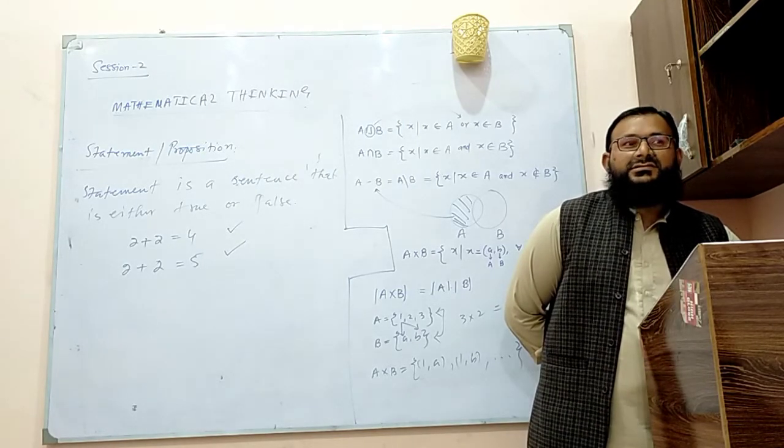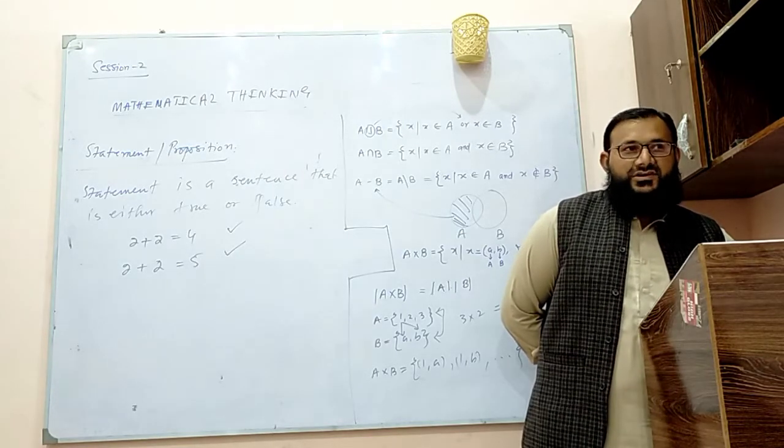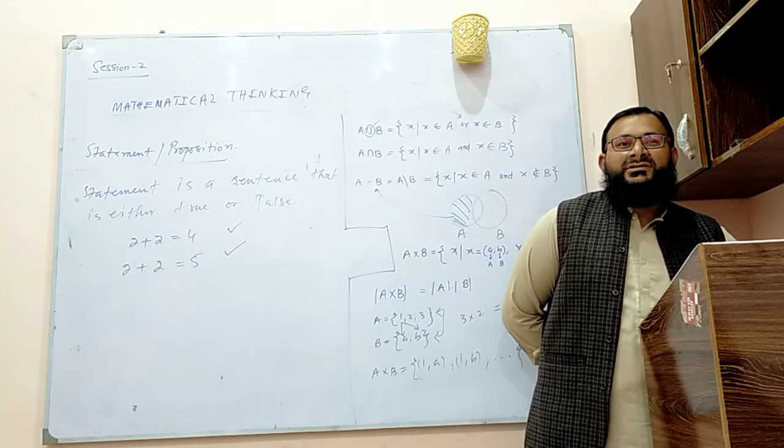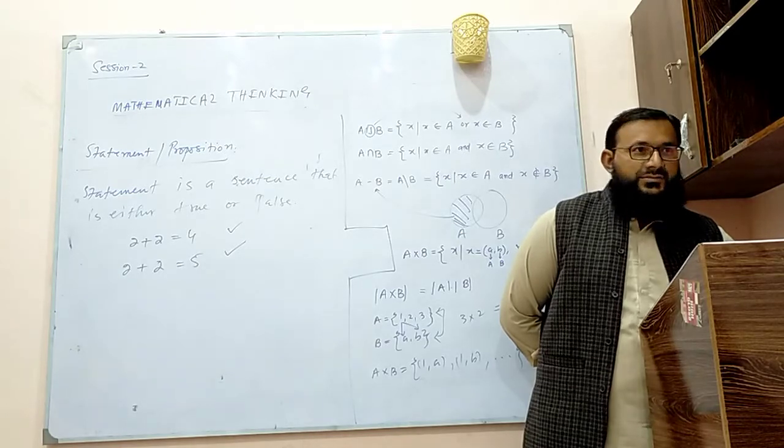I may say 2 plus 2 is equal to 4 and 5. At the same time, we cannot decide whether 2 plus 2 is 4 or 5. So it is neither true nor false, and we are unable to decide.